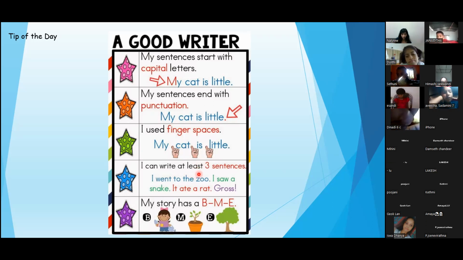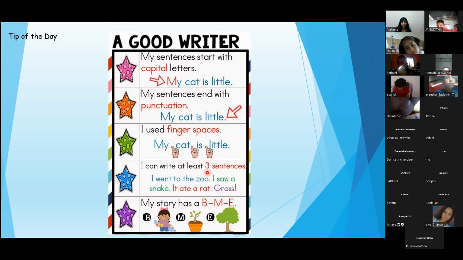And you write sentences. Here it says 3 sentences. Of course, it depends on what your teacher wants you to do. Sometimes your teacher may ask you to write more than 3. So you must write a few sentences if you want to tell a good story. And your story has a BME. What is BME? BME is beginning, middle, and ending. We will learn more about these in our lesson later.